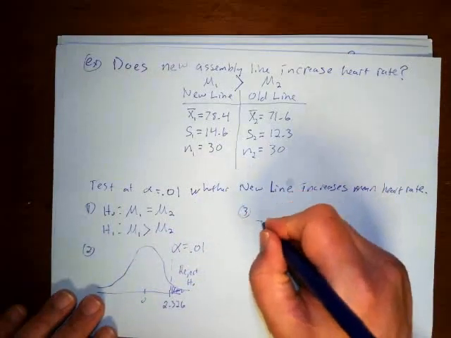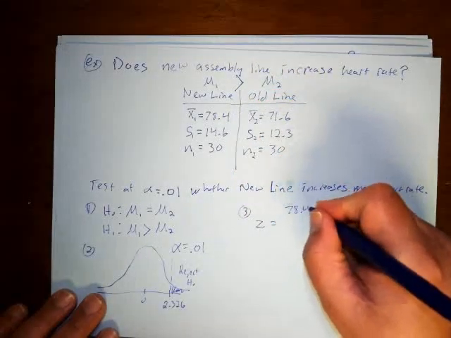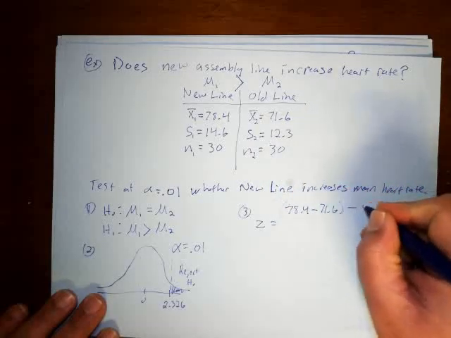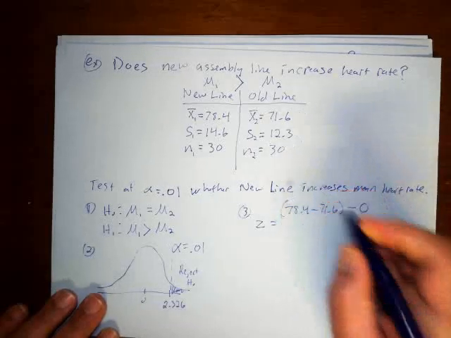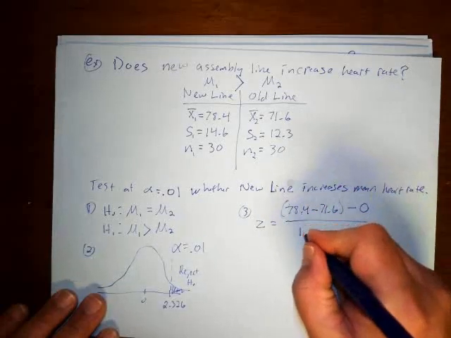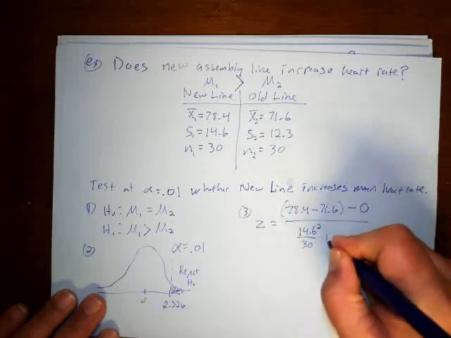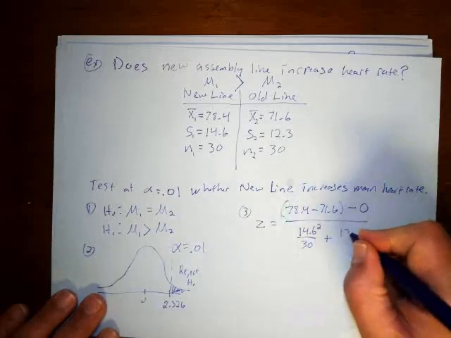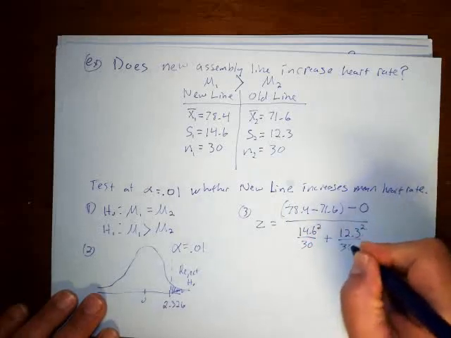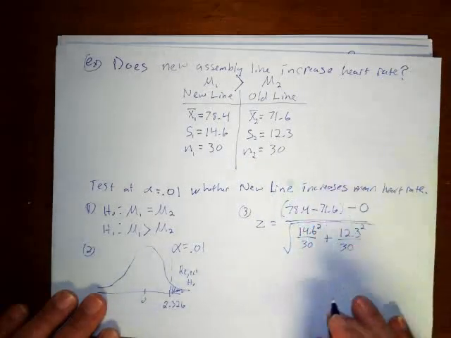Now, putting things in for my test statistic, it's the difference between the two sample means, that difference minus the hypothesized difference, divided by the square root of the standard deviation of the first group squared over the number in the first group, plus the standard deviation of the second group squared over the number in the second group.